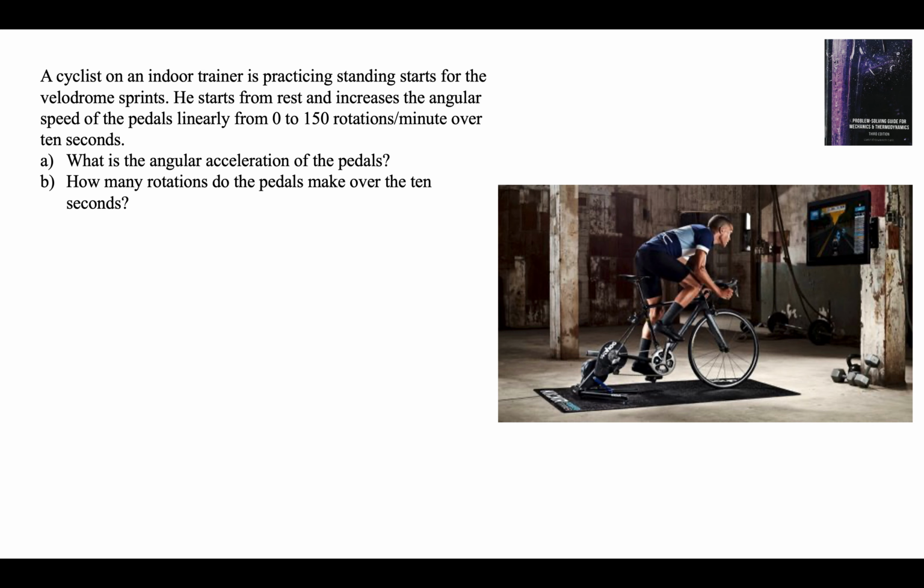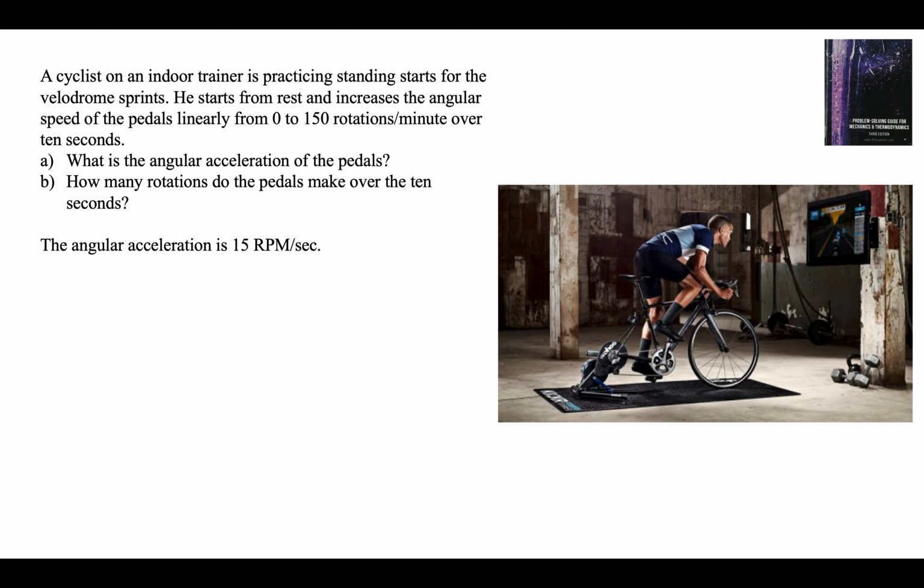Starts from rest, it's a standing start, gets up to 150 rotations per minute over 10 seconds. How quickly is the rotational speed of the pedals changing? And you should be able to just write it down by now. It's 15 rotations per minute every second. After 1 second, 15, after 2 seconds, 30, 3 seconds, 45. When you get up to 10 seconds, 150 rotations per minute, which is 2.5 rotations per second, which is pretty good, especially if you're in a high gear.